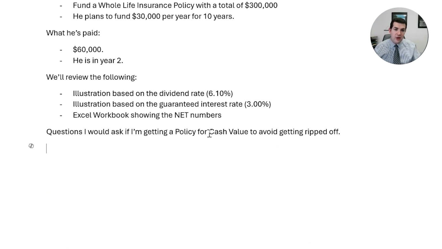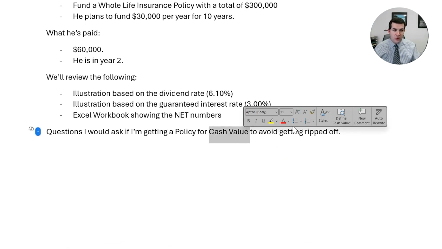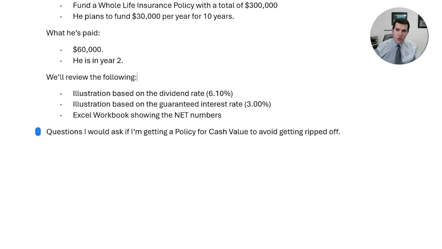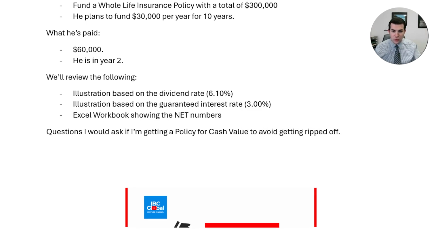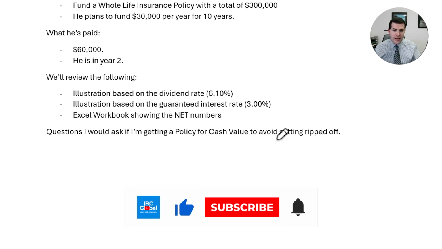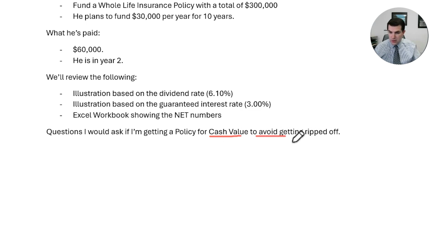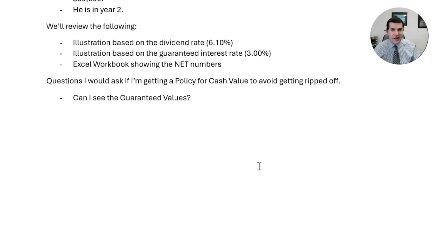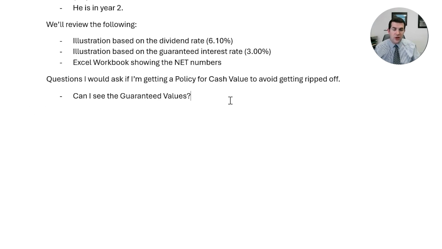Meaning you say to yourself, your agent, and maybe other people who ask, why are you getting whole life insurance? You say, for the cash value. Here are questions I would ask to avoid getting ripped off. 1. Can I see the guaranteed values? Not everyone is going to want to show this because it'll show the least attractive numbers. And as an agent, we might worry that we could lose the sale.